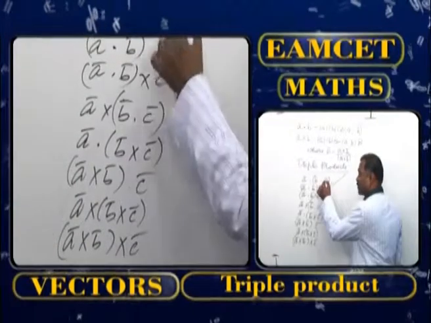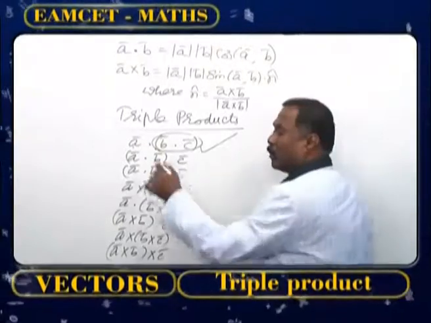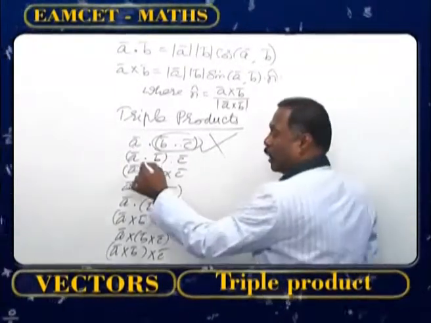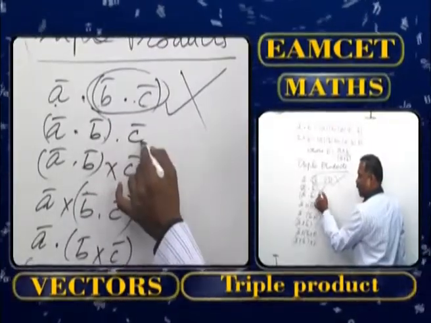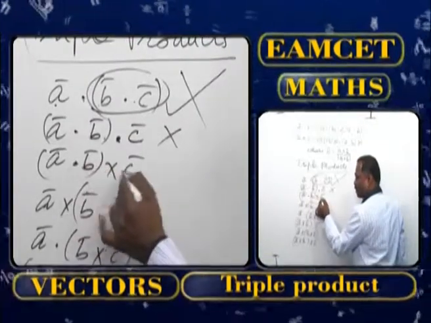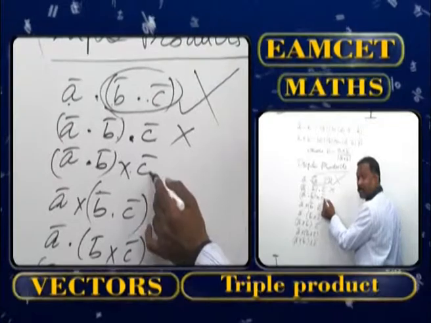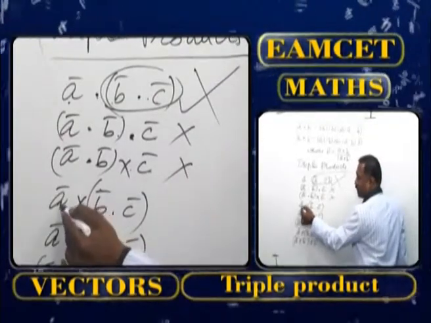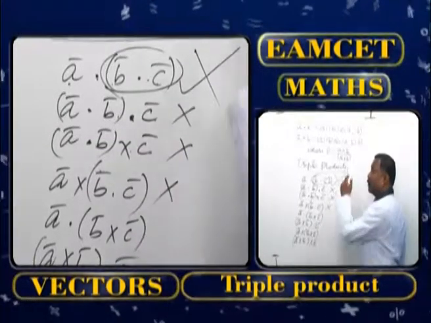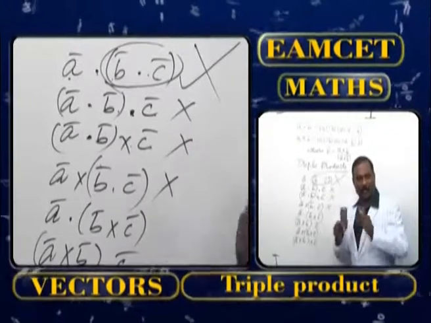Why? This is a vector, this is a scalar. Vector dot scalar is not defined. This is a scalar, this is a vector. Scalar dot vector is not defined. Scalar cross vector is not defined. Vector cross scalar is not defined, because the title of the topic is product of two vectors.